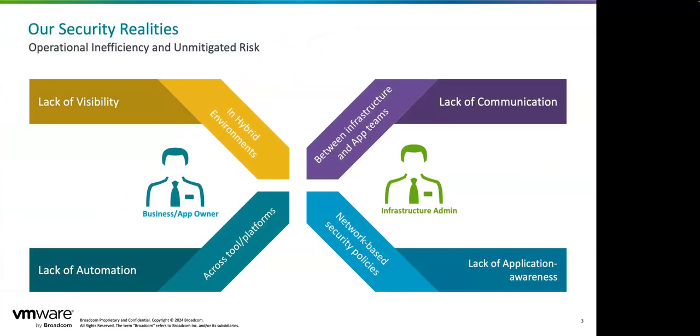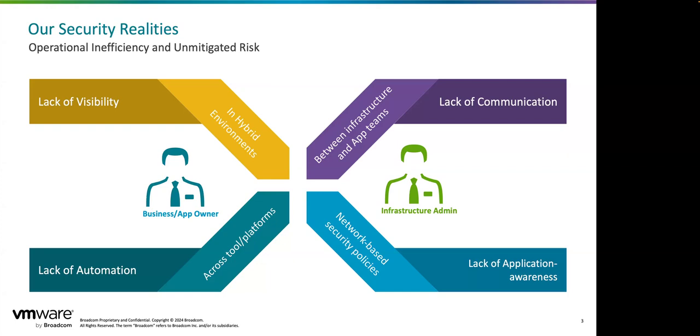Let's start by looking at some realities of security within the enterprise today. There's a lot of operational inefficiency and unmitigated risk. First, starting with lack of visibility, especially in hybrid environments. A lot of times, both the infrastructure admins and even the application developers who build their own apps don't have a strong grasp on the way that the application needs to communicate among the components that make it up. So this lack of visibility for the business and the app owner creates opportunity for them to miss important or critical things that happen in the enterprise.